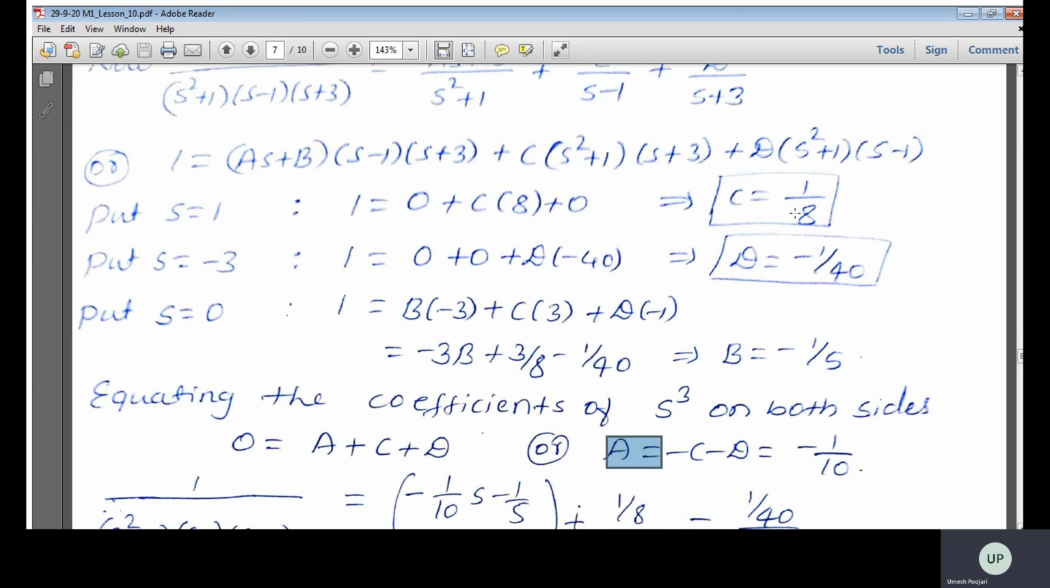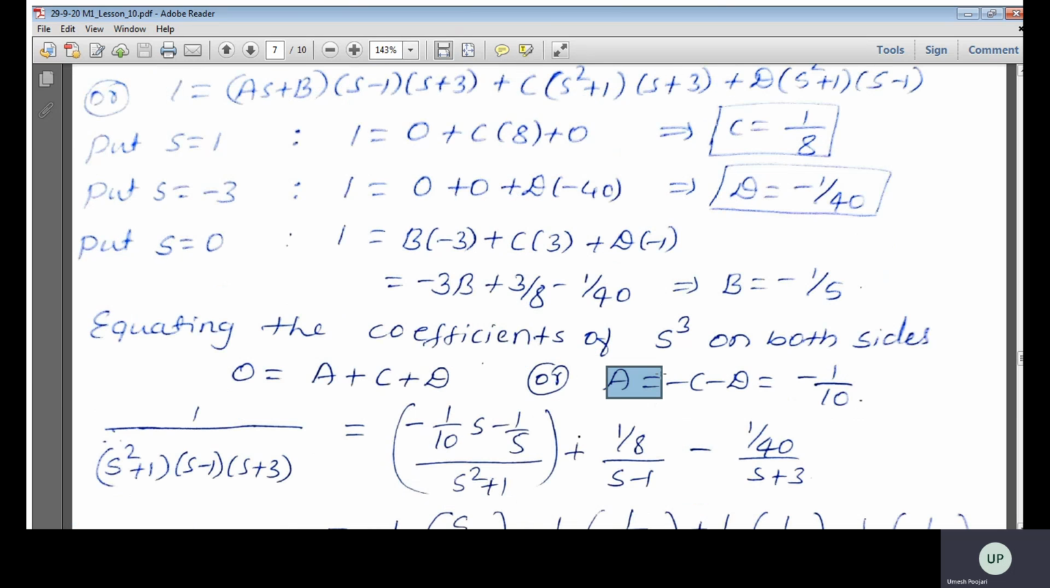So in that case, you have studied what we can do: equating the coefficients of s cube on both sides. Coefficient of s cube here is A, s square into s is s cube, highest power is s cube. Here also C s square into s, coefficient of s cube is C. Here also coefficient of s cube is D. So right hand side coefficient of s cube is A plus C plus D. Left hand side we don't have s cube, the coefficient is 0. So then A equal to minus C minus D equal to minus 1 by 10.